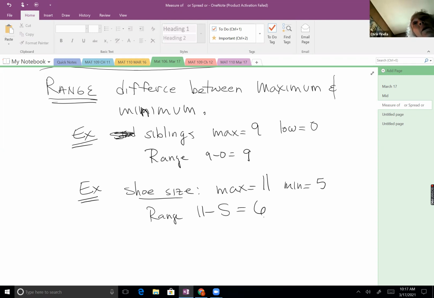Be careful. A common careless mistake is to interchange range and mid-range. Range is how far apart they are, a measure of spread. Mid-range is a measure of center. It's the highest plus the lowest over 2. Don't get them confused.